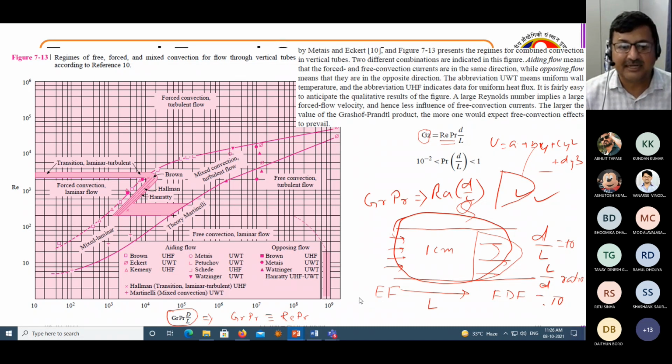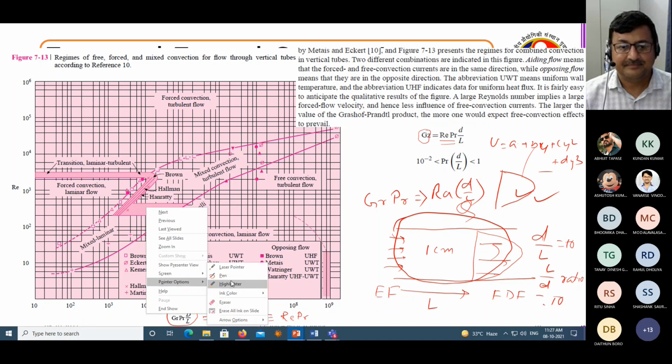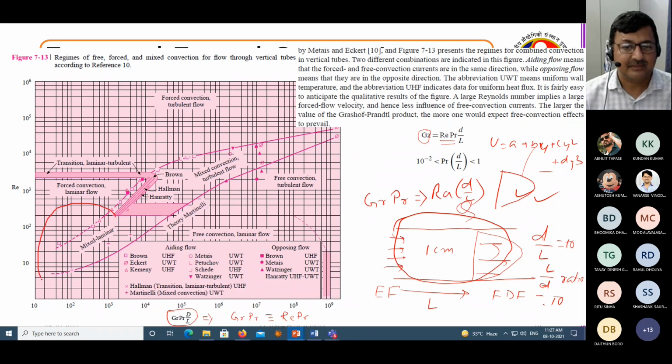Now, if I look at this plot, on the y-axis I am plotting Reynolds number, and on the x-axis essentially Rayleigh number into d by L. So what will be this zone? Is it laminar or turbulent? This particular zone: Rayleigh number is small, Reynolds number is also small, so in this situation you may find it to be a laminar flow.